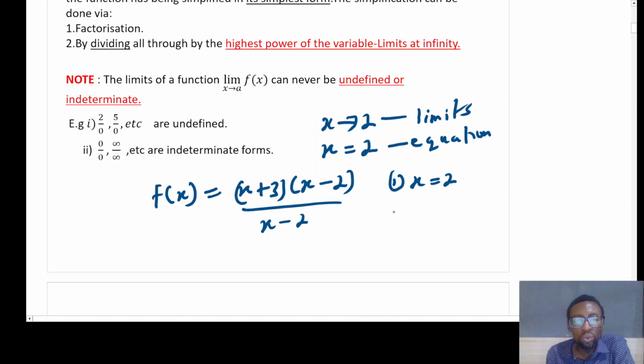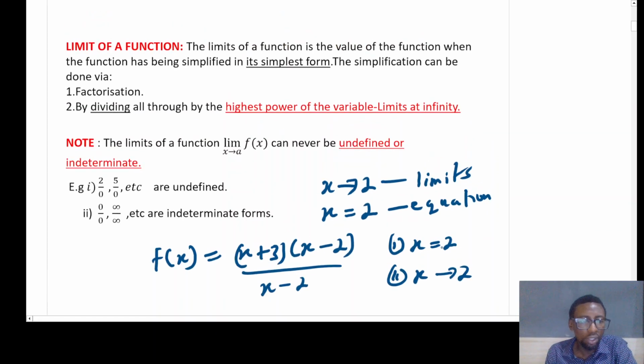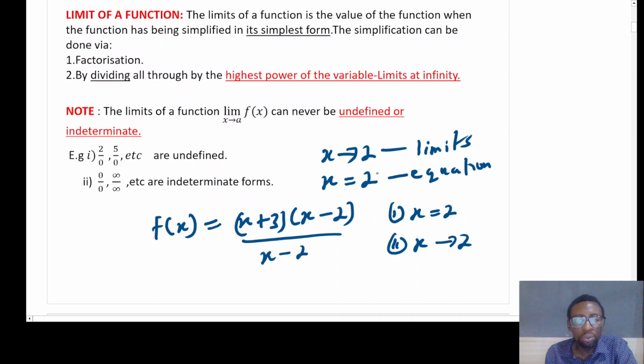But if I want to do limit x tends to 2, this is limit. That does not work like that. I won't substitute the value of x immediately. I have to simplify to the lowest form. That's what I mean by it has to be simplified in the simplest form before I can substitute the value of x.